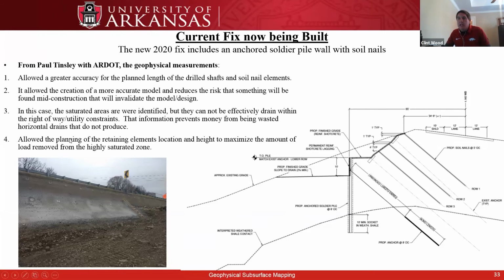And then 4, it allowed planning of the restraining element location and heights to maximize the amount of load that we removed from that highly saturated zone so that we don't have to buttress as much at the bottom of the slope. We don't have to rely on that area as much as what the previous design did in those particular cases.